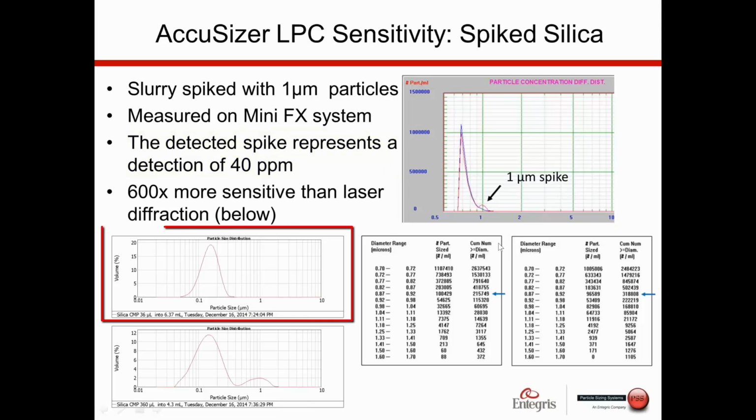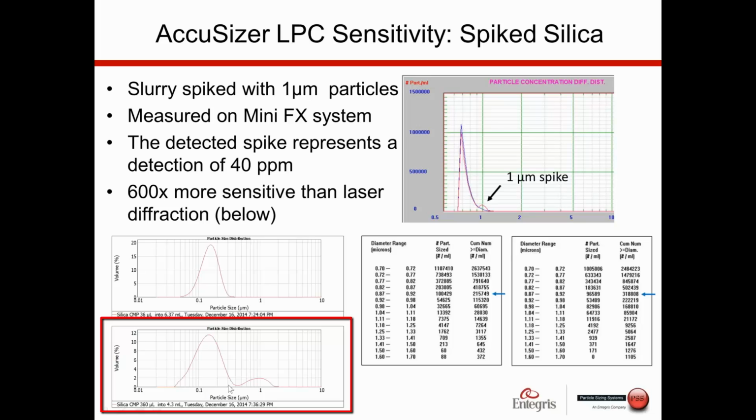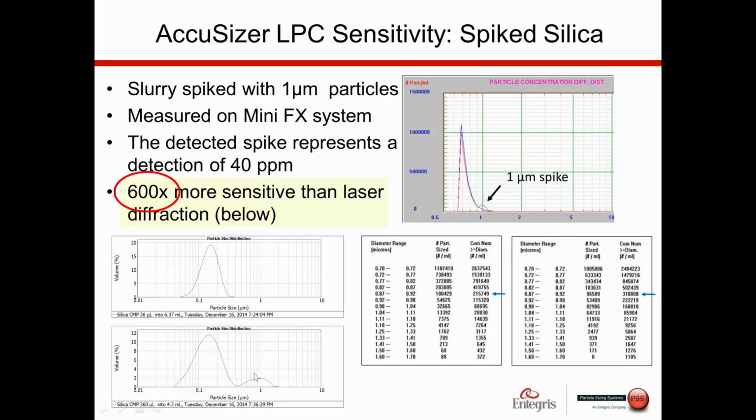I then took this same sample and measured on a laser diffraction analyzer. And here is this main peak. It looks like maybe it's 150 nanometers. And I started adding the 1 micron spike, but it took quite a bit before this second peak finally appeared. And knowing the concentrations that we added both to the AccuSizer and to the laser diffraction analyzer, we determined the AccuSizer was 600 times more sensitive than laser diffraction to be able to detect these large particle counts.